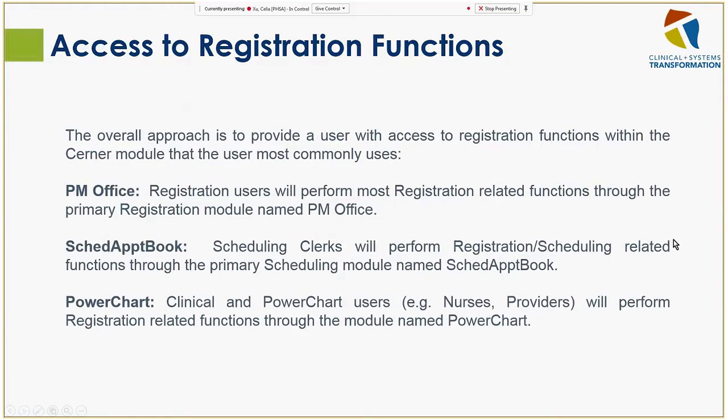All right. Next slide is, so in Cerner we do have different applications. So later on in the demo you will see all three of them a little bit. The main one for registration staff is called PM Office, and the one scheduling clerks use is called Scheduling Appointment Book. So when they book an appointment, they can actually go through some registration conversation as well.